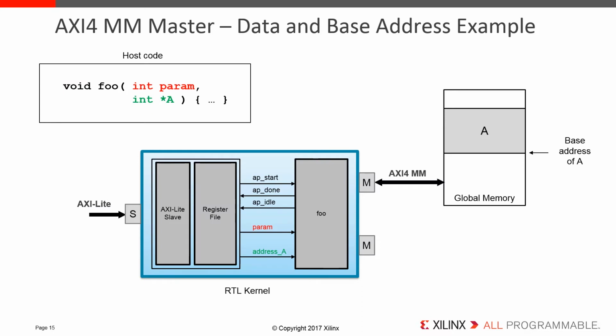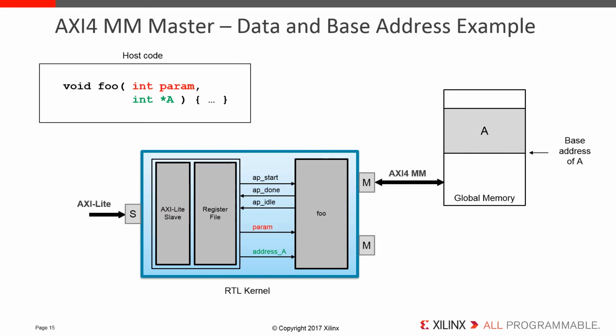Let's take a look at a simple example design that has a scalar input param and a pointer value. In this case, the host will first write into the DDR global memory with the data that will be accessed by the kernel at a certain base address. The host will then write the base address of A in the register file of the kernel through its AXI-Lite interface. The host will then start the kernel by writing 1 in the control register of the register file.